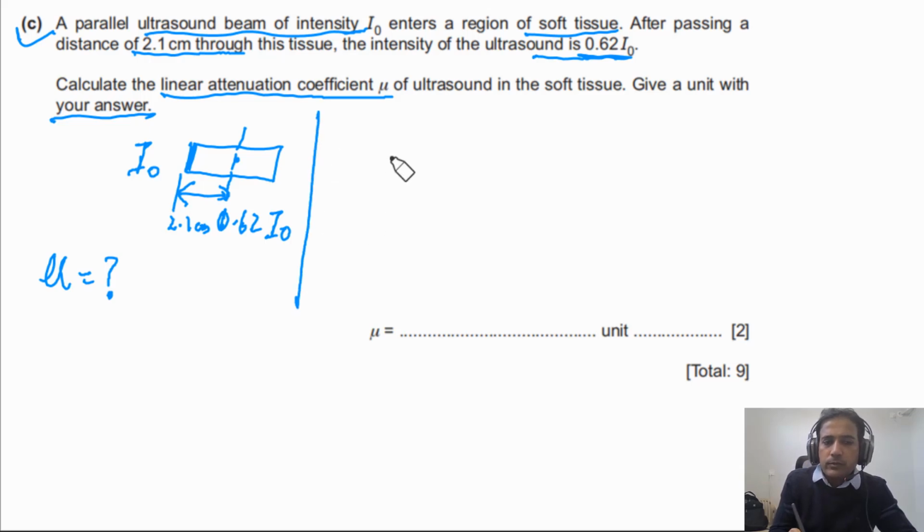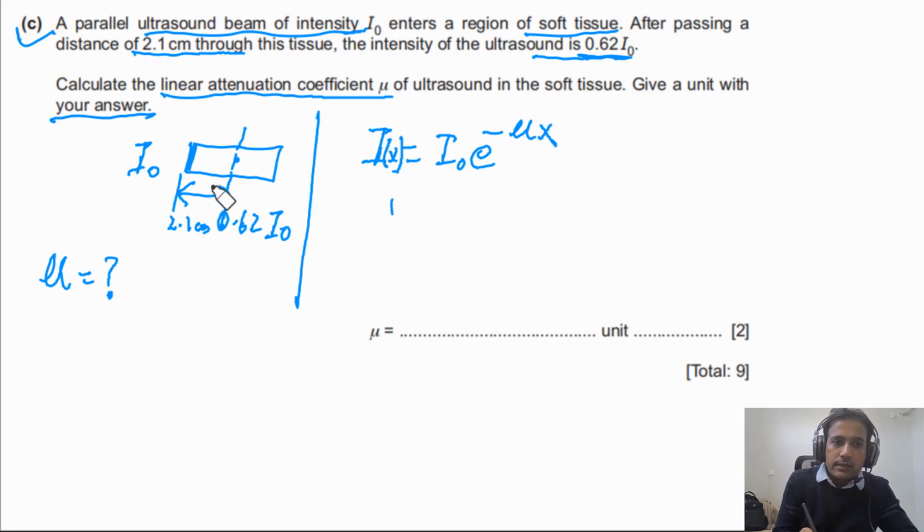So for this one, we simply need to understand this is a kind of exponential decay. I is equal to I naught e to the power of negative mu x. We can also say this is a function of x for better understanding. It is given to us that x is equal to 2.1 centimeters. If you use 2.1 centimeters, your answer will be in centimeters.